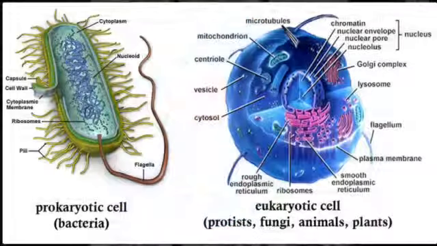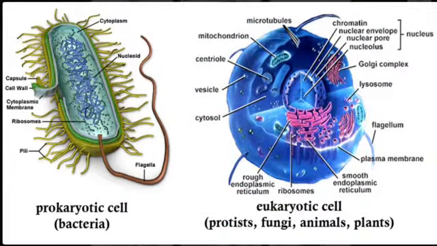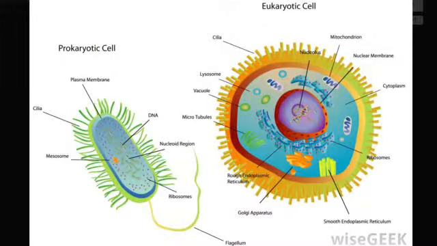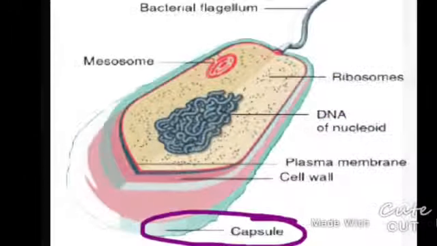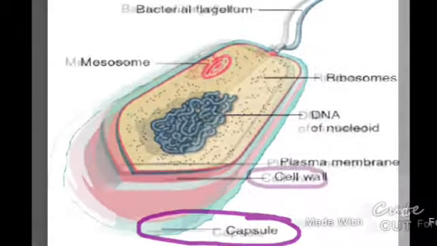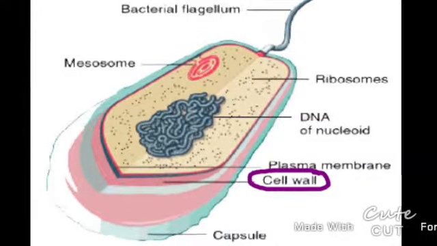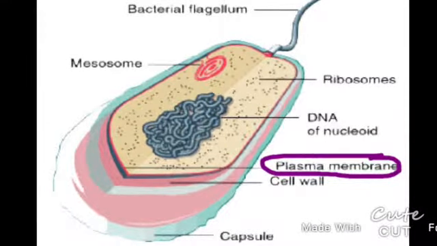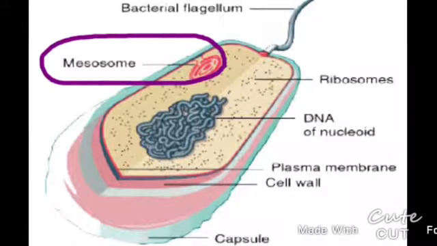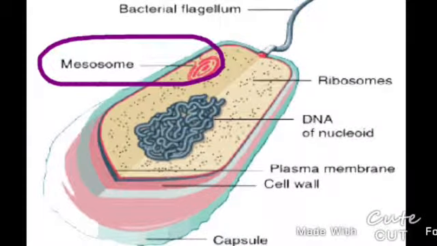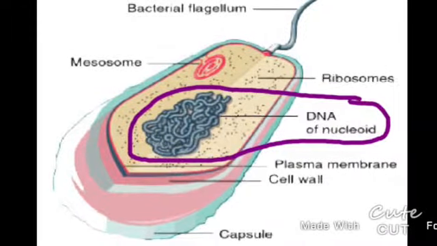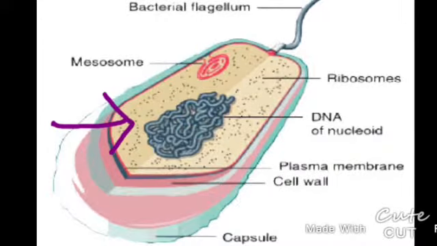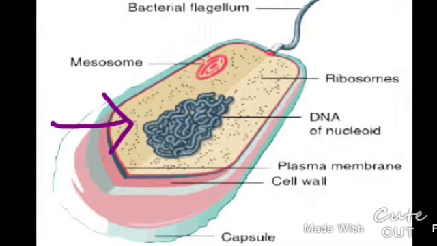Both of these cells have a cell wall, plasma membrane, cytoplasm, ribosomes, and nuclear material. These are the parts of the prokaryote cell. The capsule is the outer protective layer. The cell wall is the structure that helps bacterium maintain its shape, and the plasma membrane separates the cell from the environment around it. The mesosome is the infolding of the plasma membrane. The nucleoid is the region where naked DNA is found, and the cytoplasm is the semi-fluid cell interior. This is the location of the ribosomes for protein synthesis.